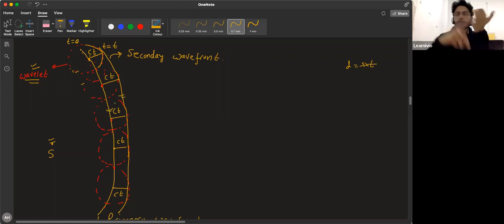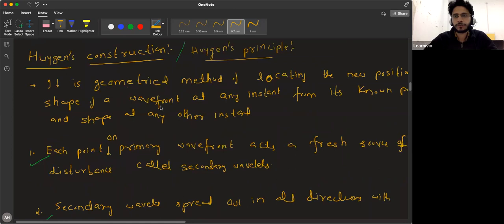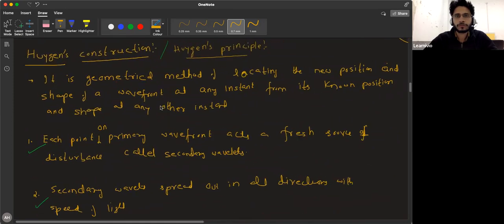So I'm repeating again. The first step, the source will generate a primary wavefront. Every point on the primary wavefront will act as a fresh source. It generates secondary wavelets. The radius of the wavelets is ct. If you draw a tangent surface on the wavelets, you get the secondary wavefront. And this secondary wavefront is the position where your light wave is now. Is it clear? Yes, sir. Okay, just write down. This is the Huygens construction or Huygens principle. Look it up.